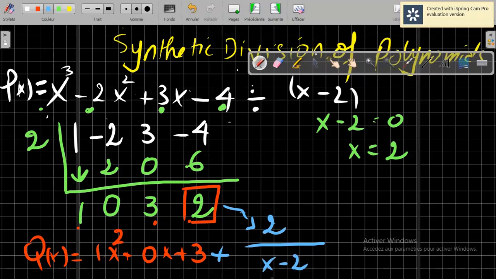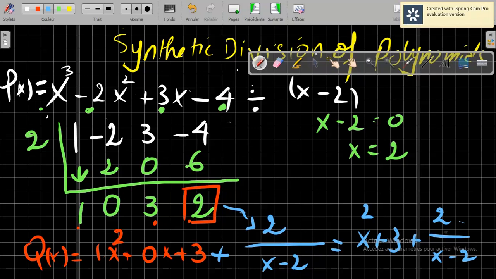All the time it's written the same way. So let's try to simplify what we have. 1 times x squared is equal to x squared. 0 times x is equal to 0 plus 3, this 3 here, plus 2 over x minus 2. So this is qx. This is the quotient of dividing px by x minus 2.